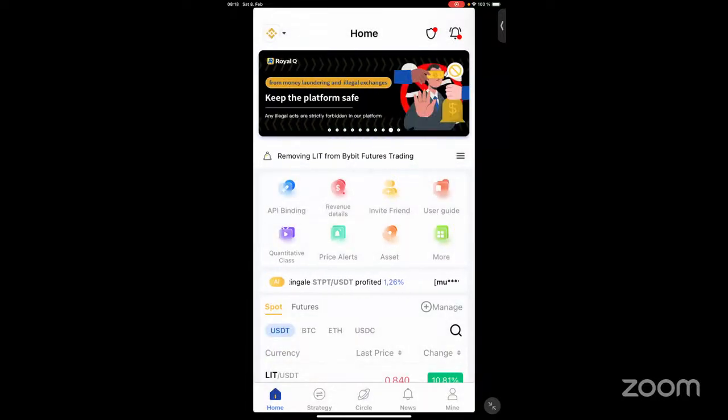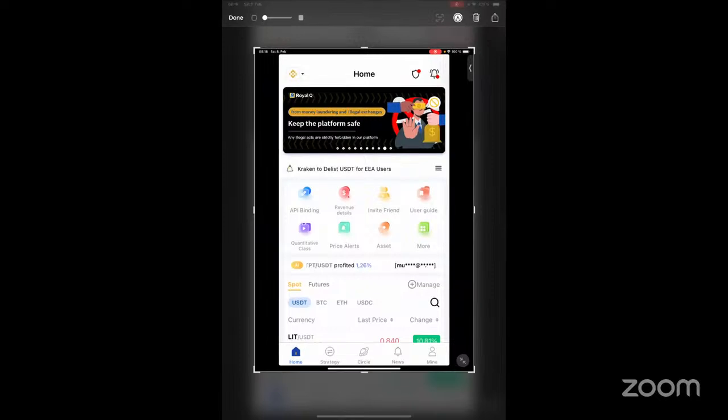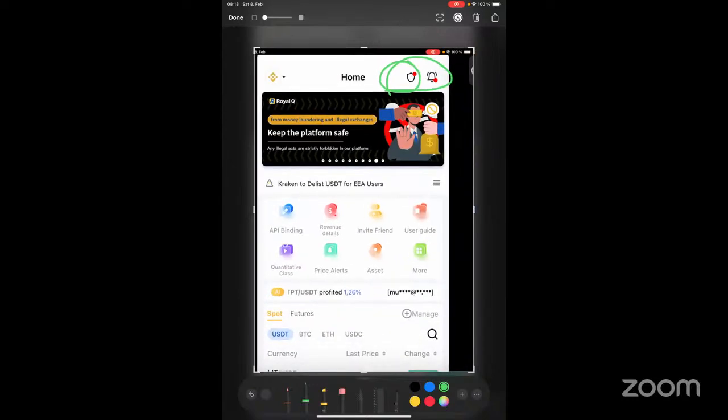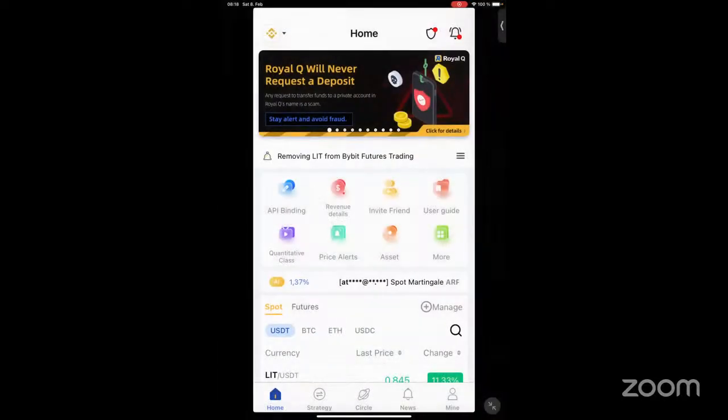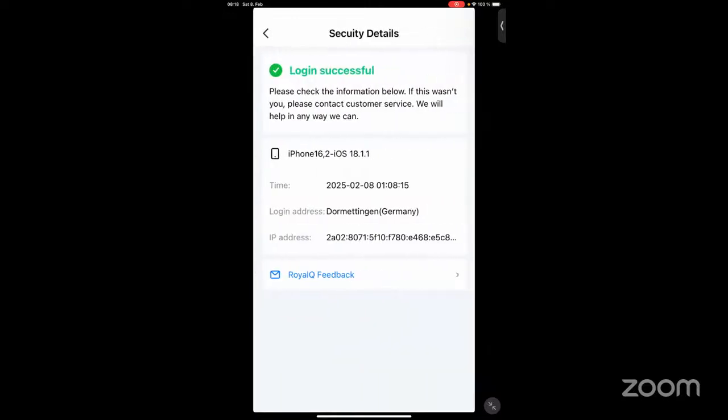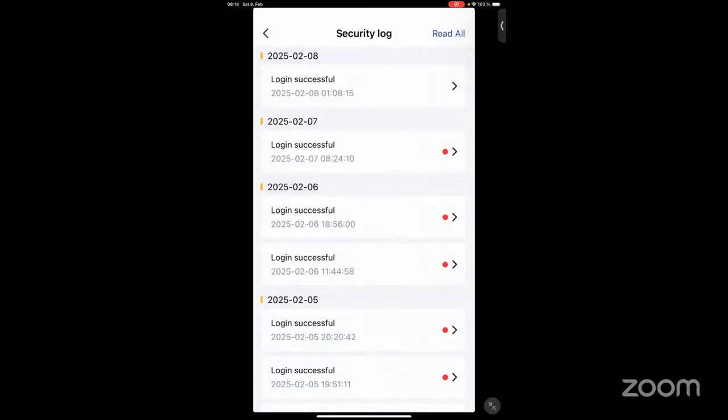All right. Now let us go to the top right corner. This is a security logo. Most of you are aware of it, right? Now, anytime you see a red dot attached to these two symbols, it tells you that you have unread messages. Okay, so if you tap on the security log, it actually displays your login successful, how many times you have logged into your account, and the location from which you are logging in. Everything will be beautifully displayed.